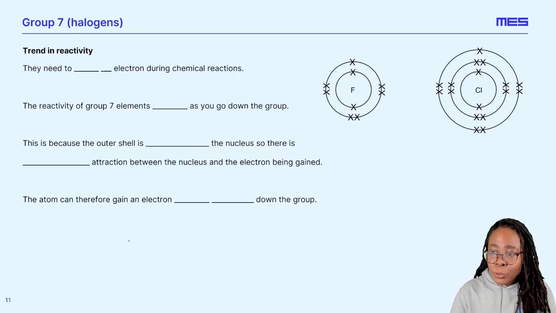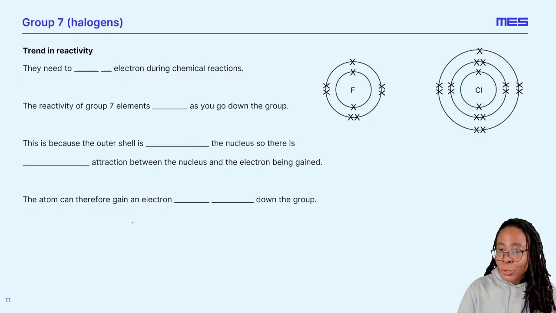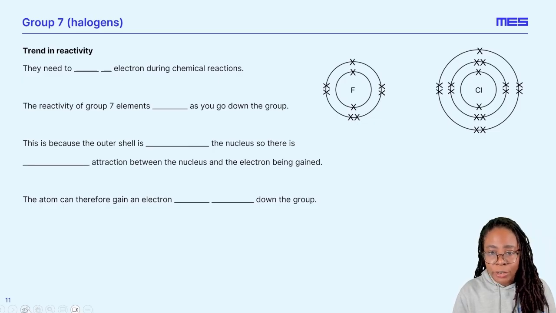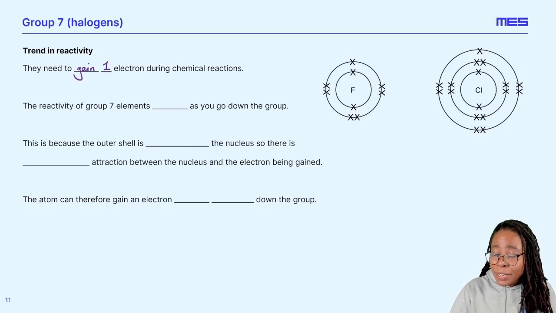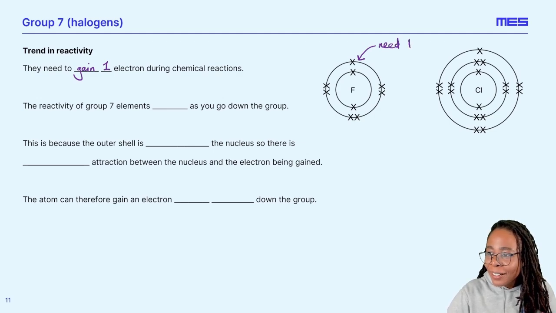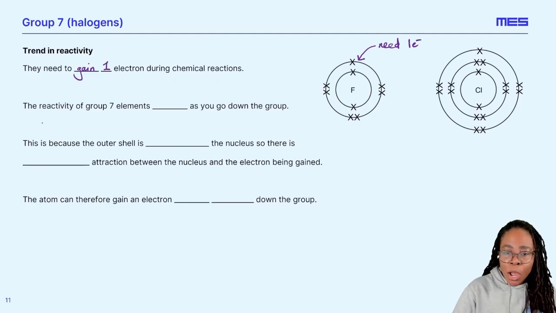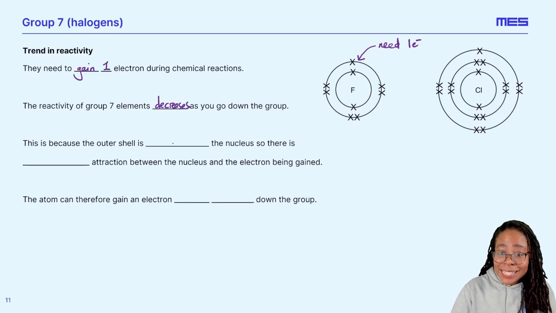Looking at the reactivity of group 7 is the opposite to the reactivity of group 1, because unlike group 1 elements that need to lose electrons in reactions, group 7 elements need to gain an electron during chemical reactions. They have 7 electrons in their outer shell, which means that they need one more electron.